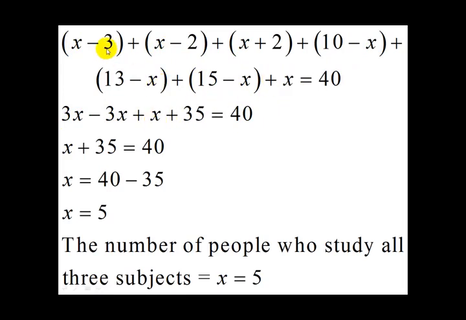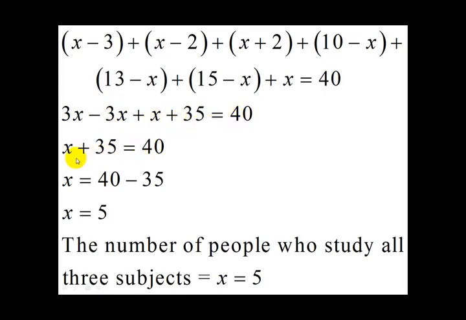Now minus 3 minus 2 is minus 5, and minus 5 plus 2 is minus 3. Minus 3 plus 10 is 7. 7 plus 30 is 37, and 37 plus 15 is 52... 7 plus 13 is 20, and 20 plus 15 is 35. So 3x minus 3x is 0. So we have x plus 35 equals 40.